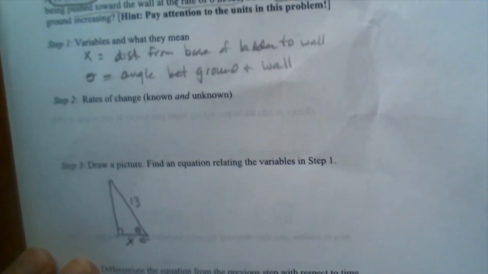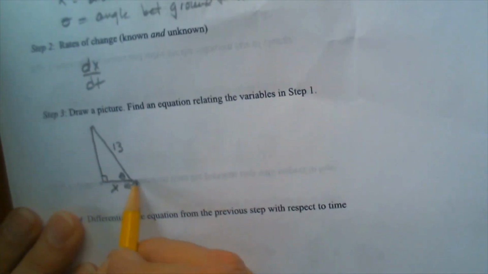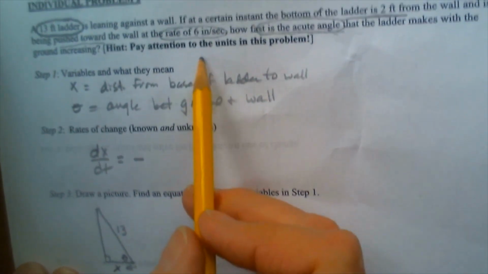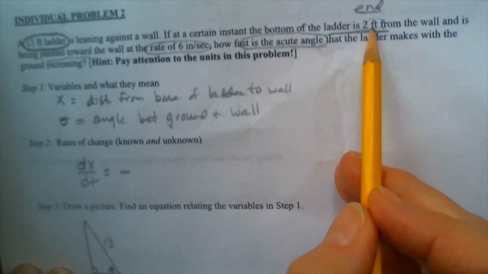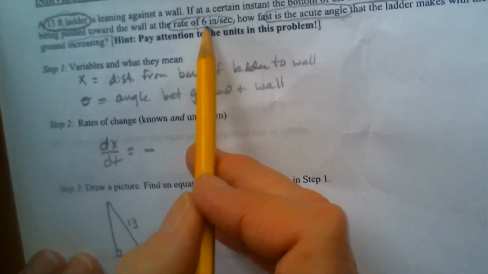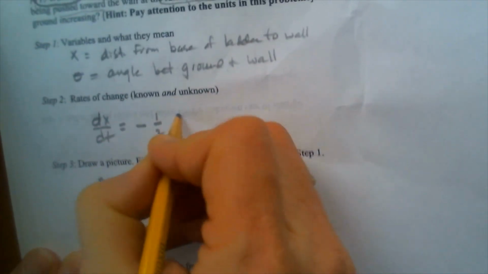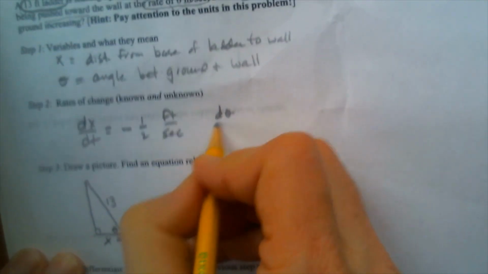The rates of change, we are told that dx dt is pushed towards the wall, so that means x is decreasing. If it's going in this direction, it's getting smaller and smaller, so dx dt is going to be negative. And the other thing we should pay attention to is the units. The units are feet here. The ladder is 13 feet, but the rate here is 6 inches per second, so we're going to change 6 inches to 1/2 of a foot, because there are 12 inches in a foot. So dx dt is negative 1/2 of a foot per second, and what they're asking for is d theta dt.